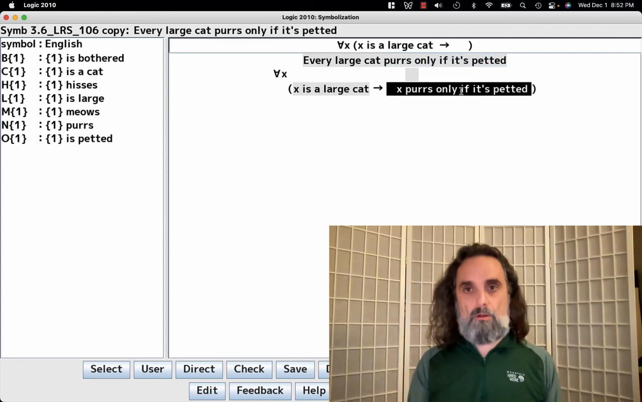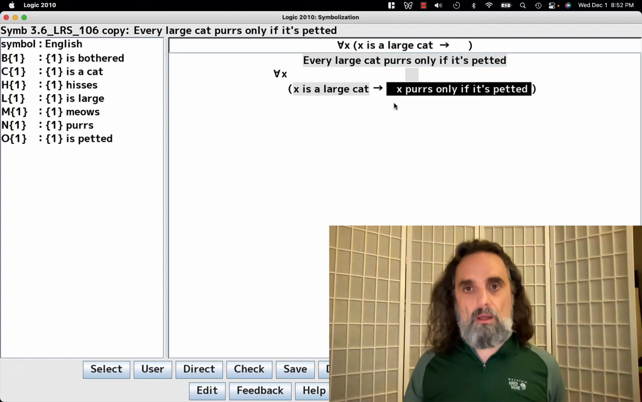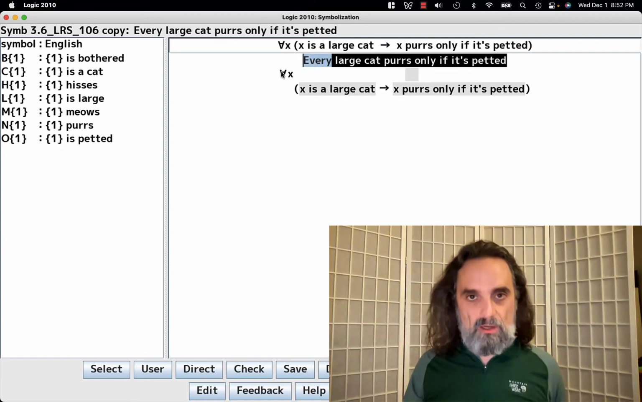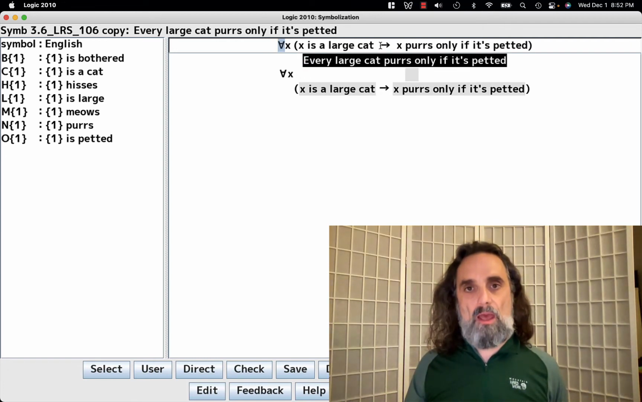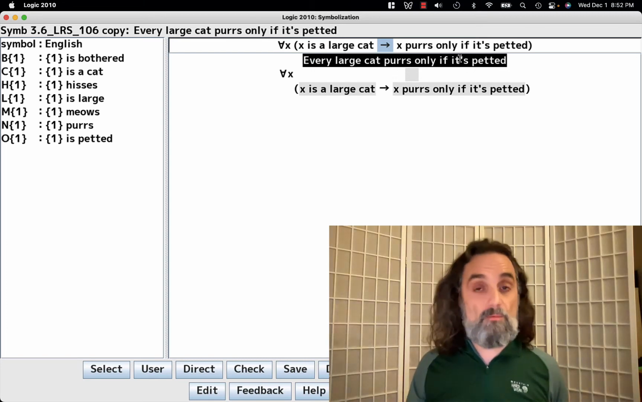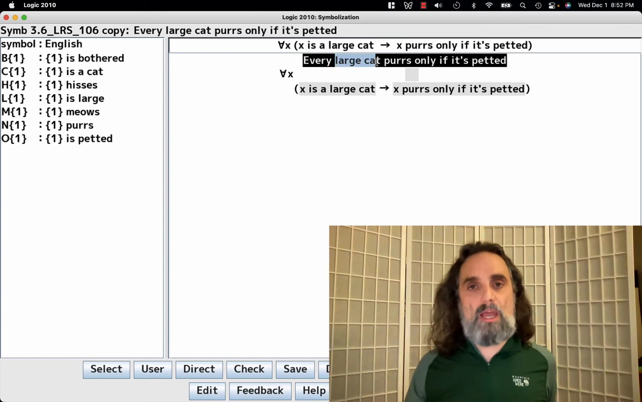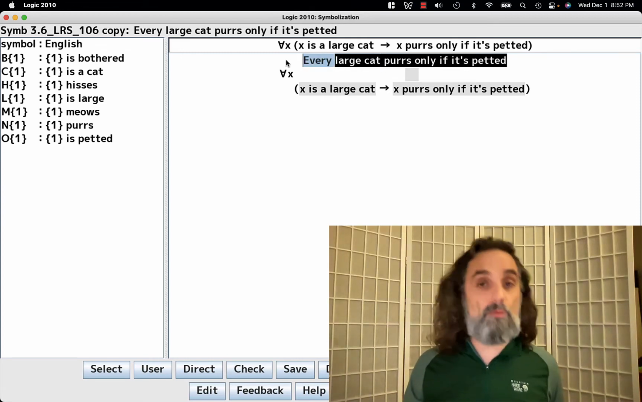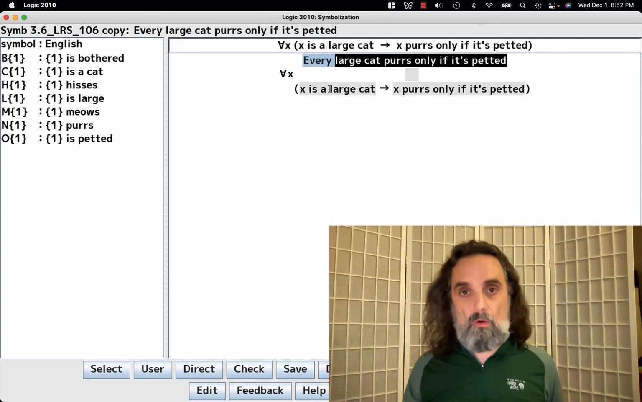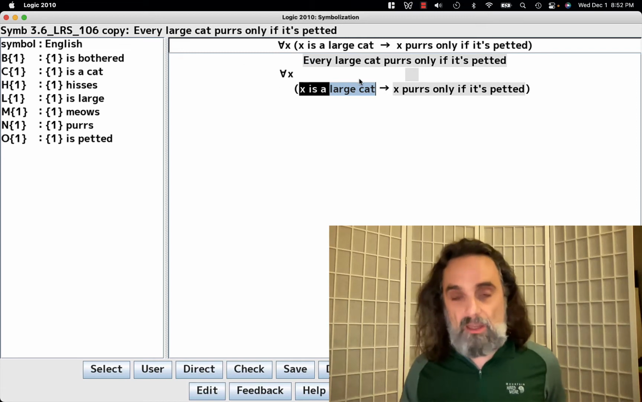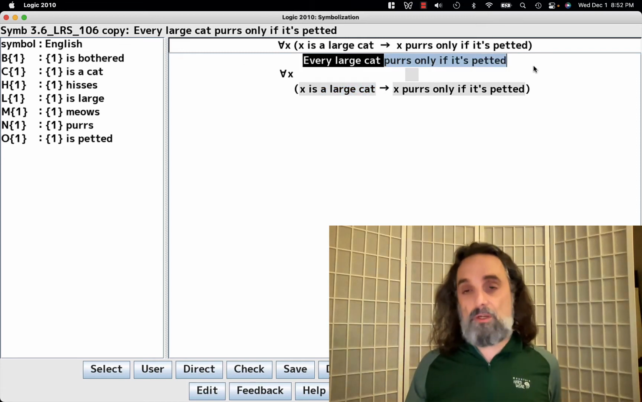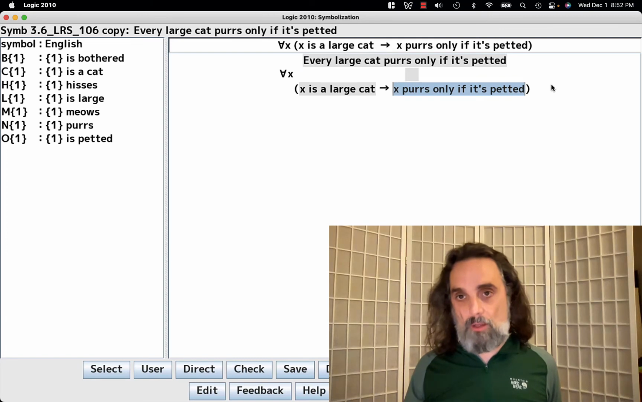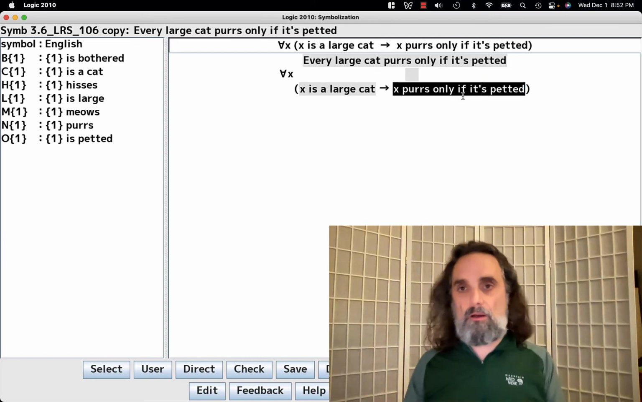So there we go, right? Every gives us the universal quantifier, and it gives us the conditional and the variables, x and all the x's. Large cat, being the noun phrase that the quantity word is attached to, gets to go lock, stock, and barrel in the antecedent, and the remainder, which is the verb phrase, gets to go into the consequent, and we'll change that it there also into x. We're saying x purrs only if x is petted.